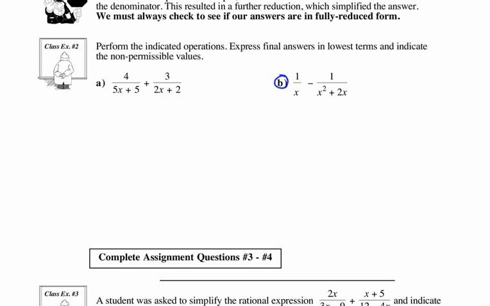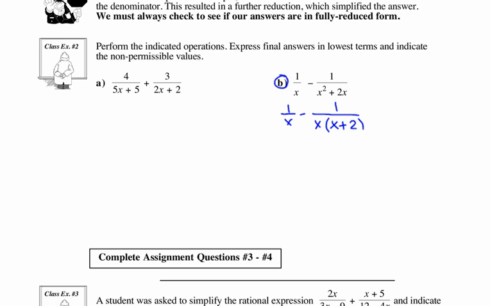Now, the questions we looked at before, they couldn't be factored, right? So that's why we could go straight to finding a common denominator. Can something be factored here? Yeah, we can factor out an x. Where does the x go when we factor it out? Out of the bracket. And we're left with x plus 2.